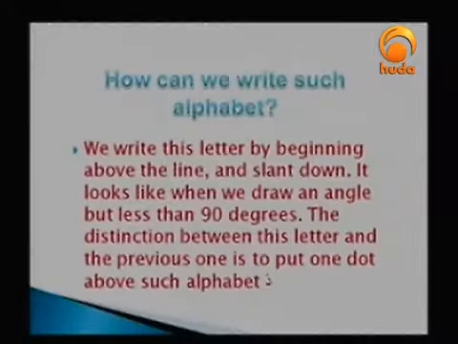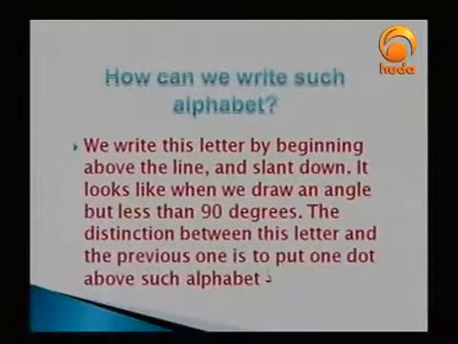So now I would like to move on to the following slide. Because Osama asked me how you write it. Here it is, Osama. To write this letter, we begin above the line and slant down. Do you still remember that? Yeah. It could be the same as that one, but we just have one difference, which is a dot. Okay.